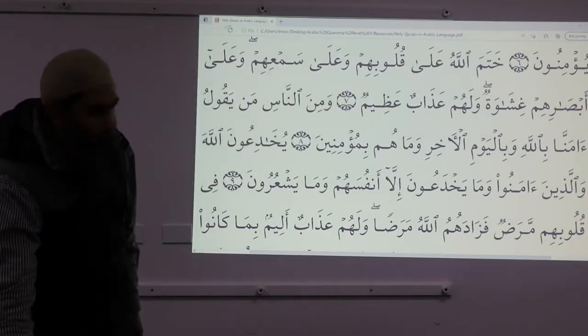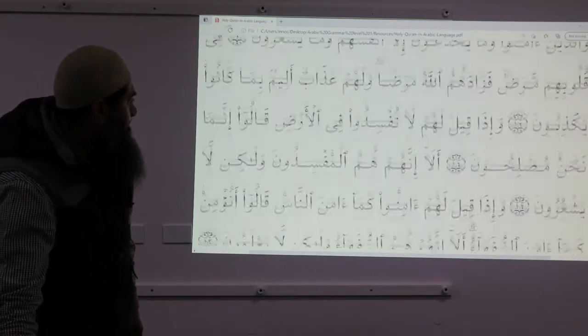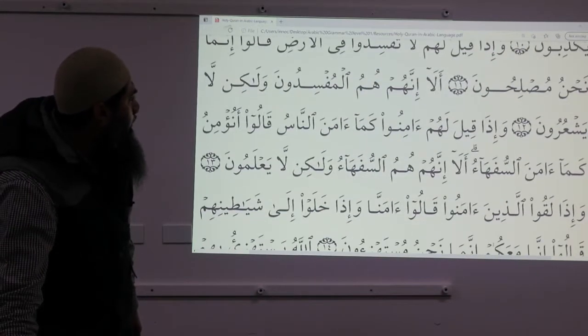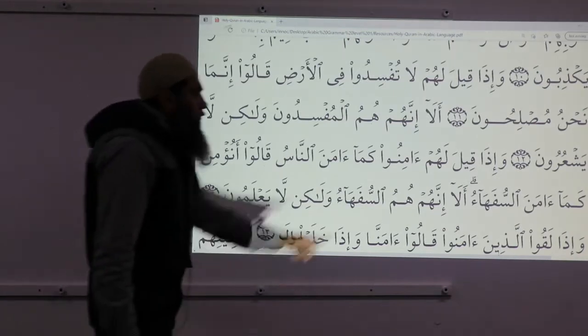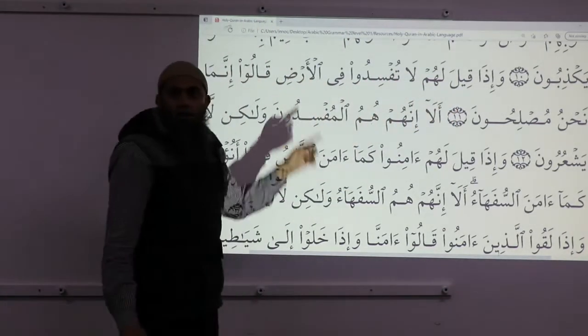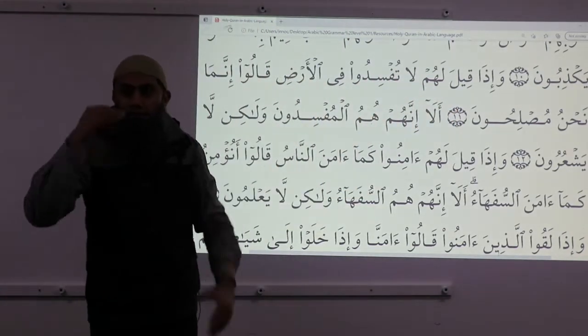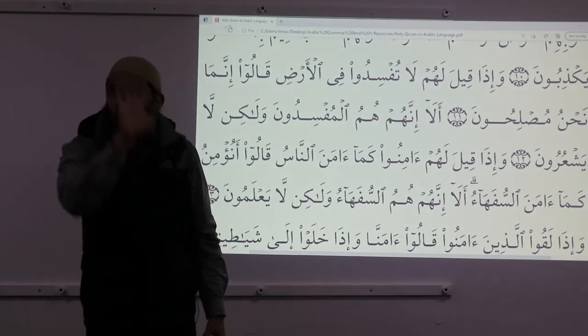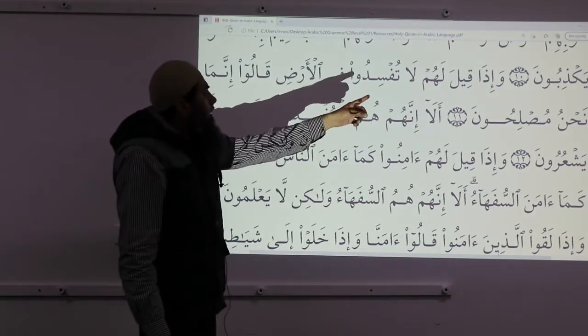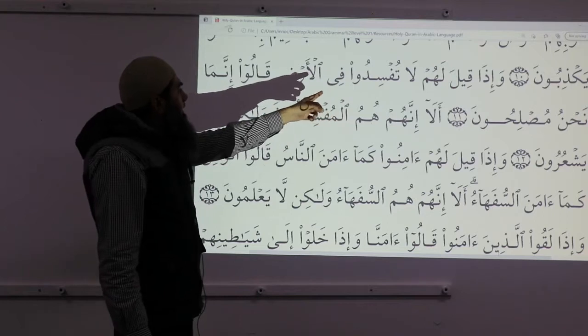I think we did a few lines yesterday. What we will do, we'll go in a sequence and we'll all focus on spotting any of these four phrases. Okay? Now, وَإِذَا قِيلَ لَهُمْ لَا تُفْسِدُوا.